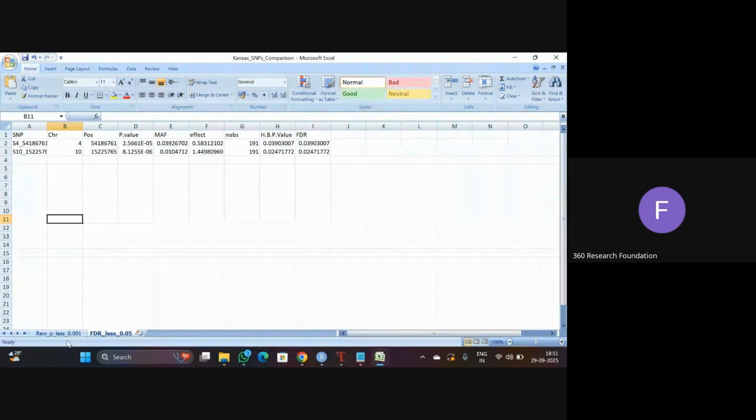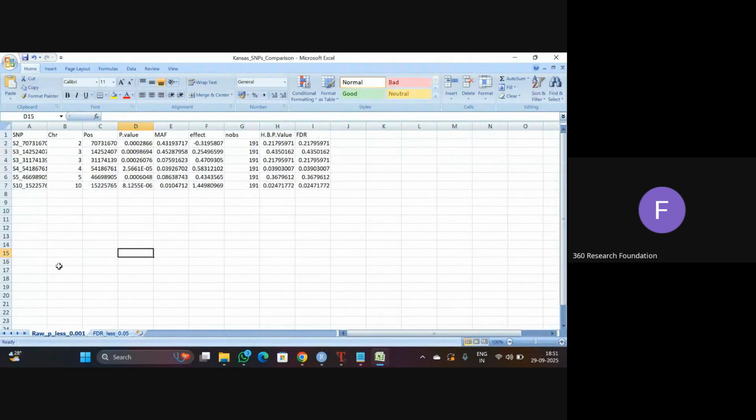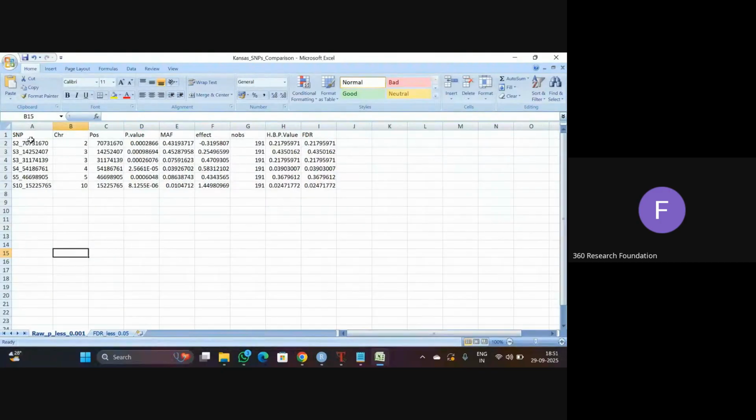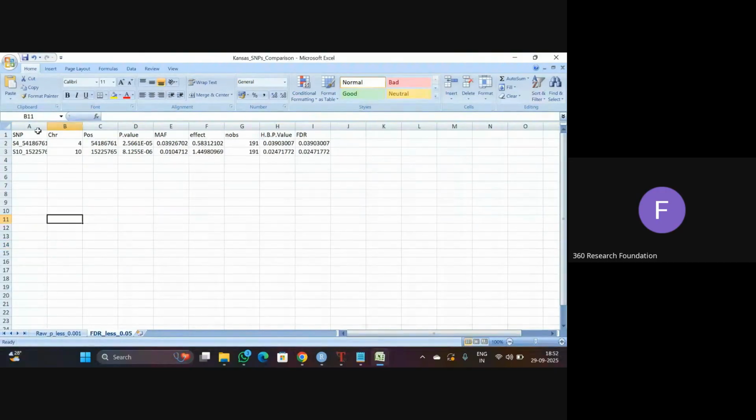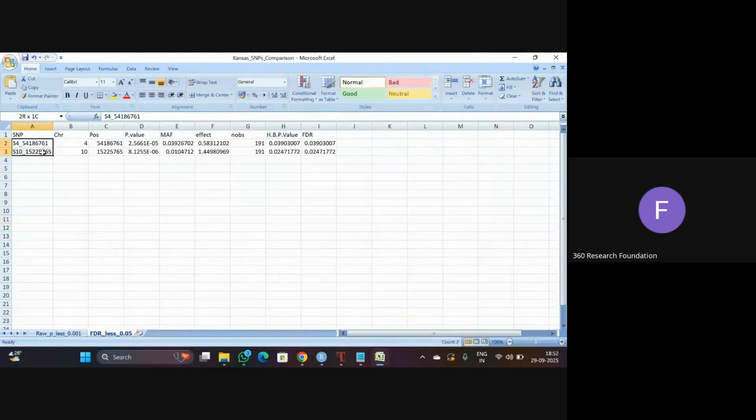See here, after going through the probability test, we got 6 SNPs. But when we applied FDR, out of those 6, only 2 remain.